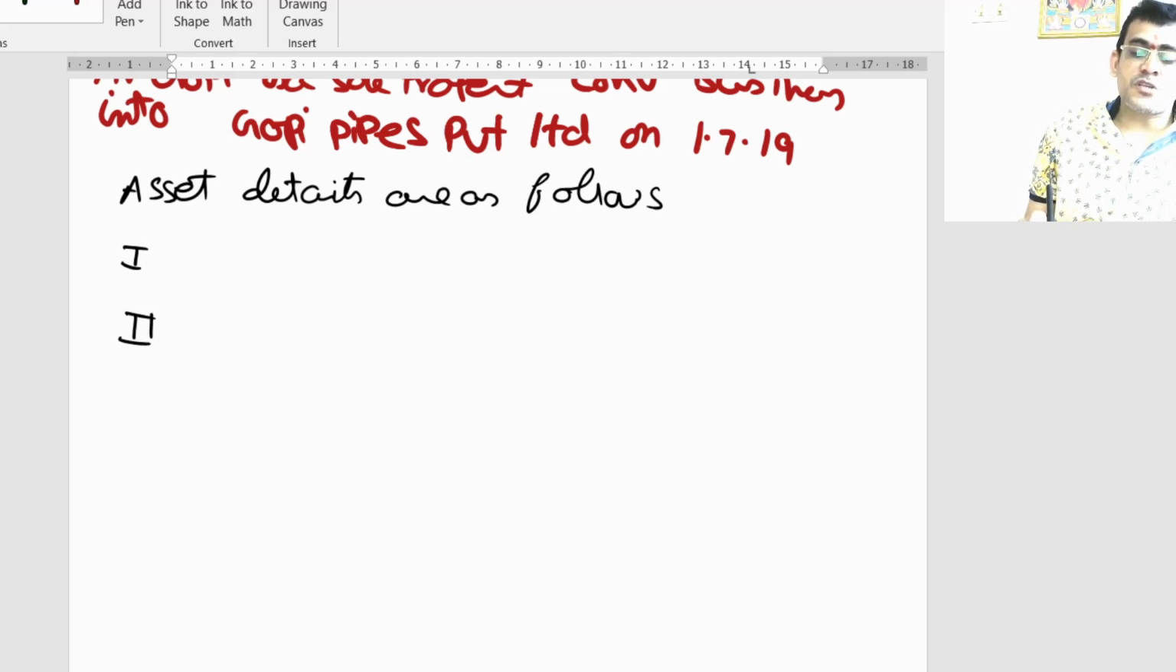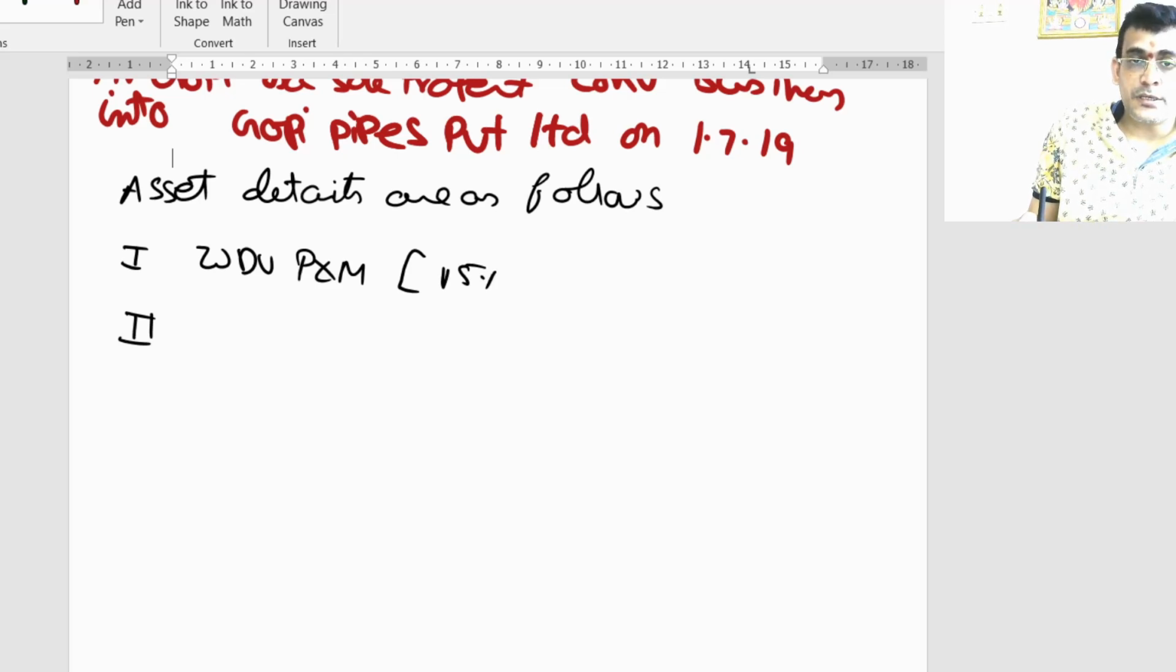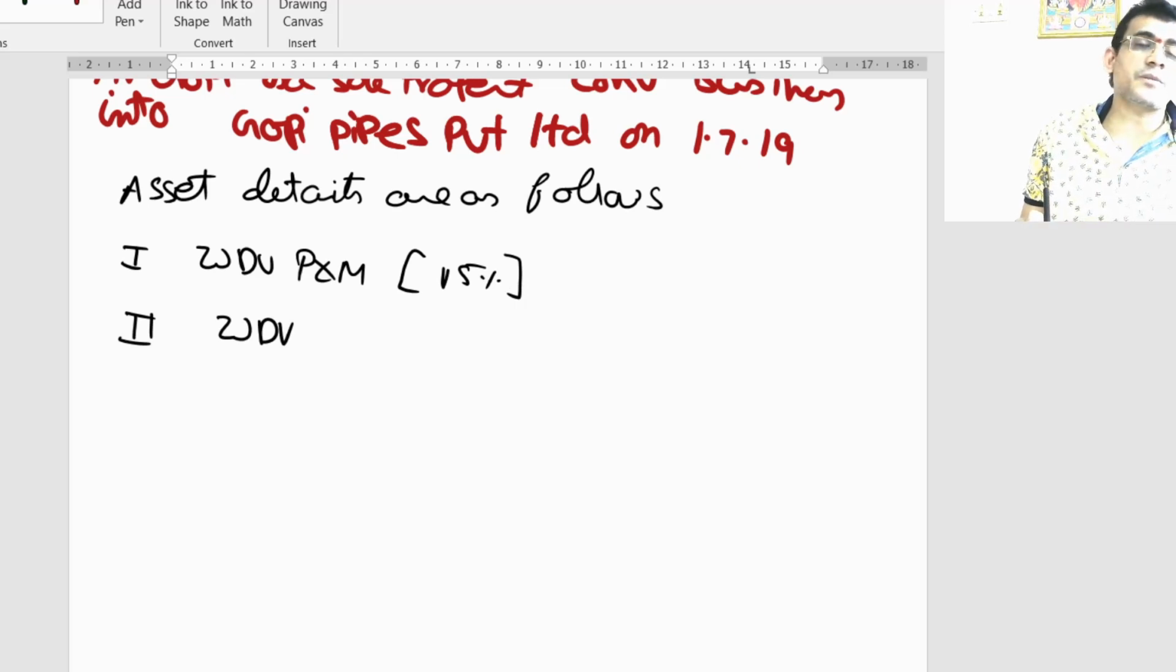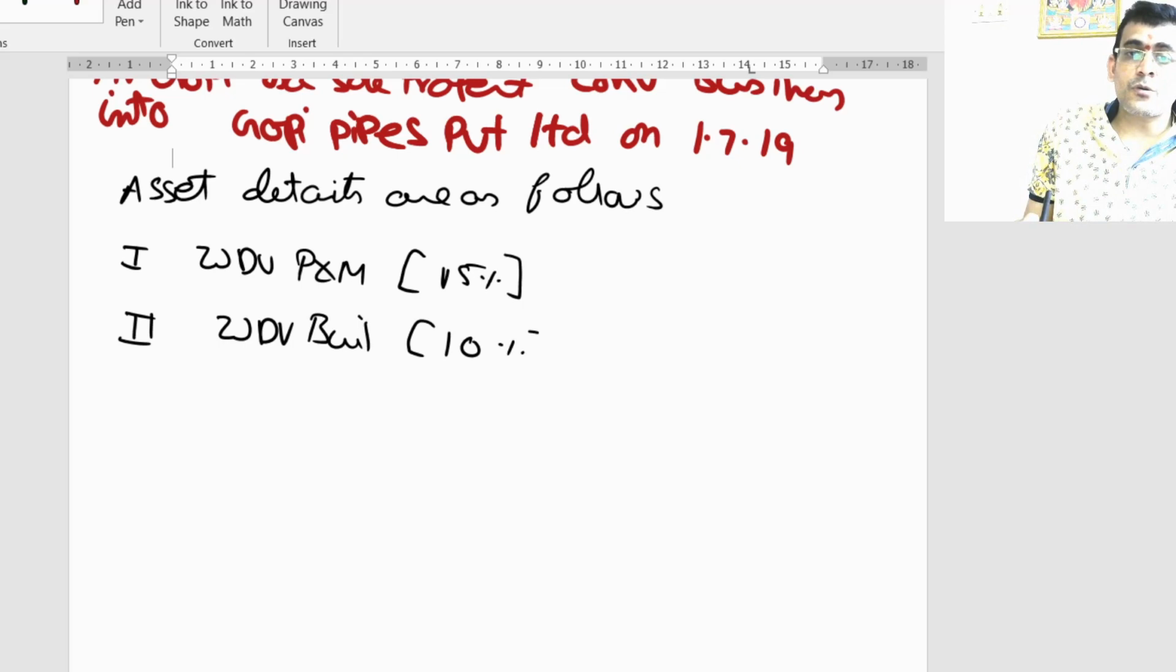First block gives you the WDV for plant and machinery, the rate of depreciation being 15%. The second block is also given as opening WDV. Both are opening, which means WDV as on 1st April, the beginning of the previous year. This is the opening WDV of the building, and the rate for the building is 10%. Now, what is the amount? The opening WDV of the plant and machinery was mentioned as 12 lakhs.